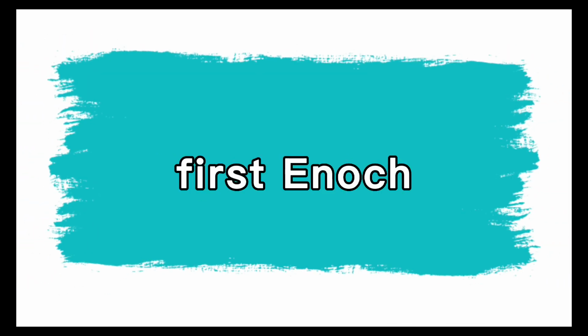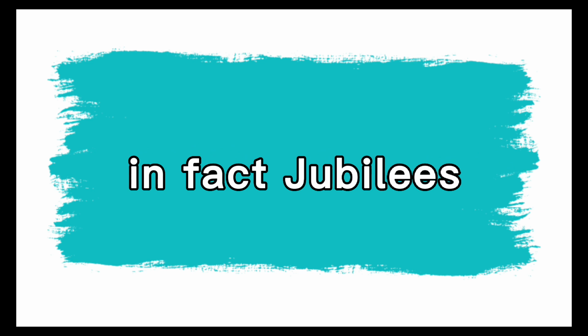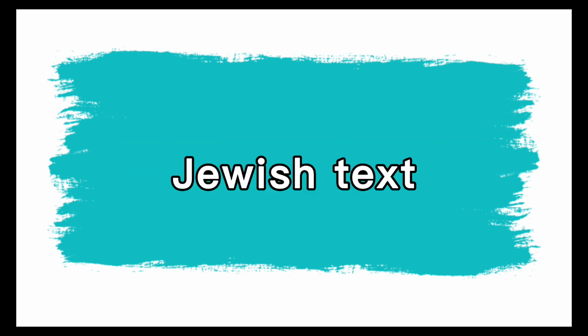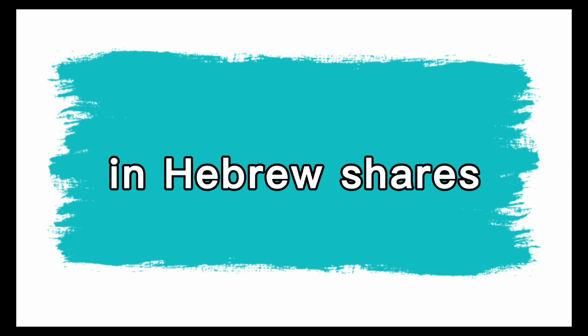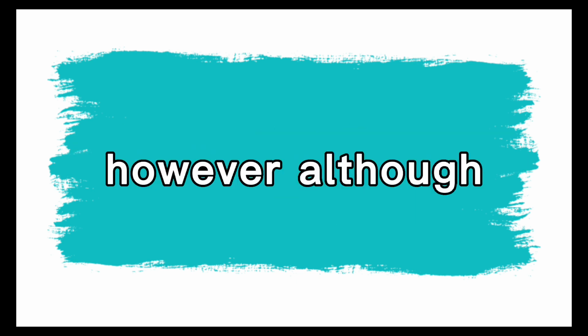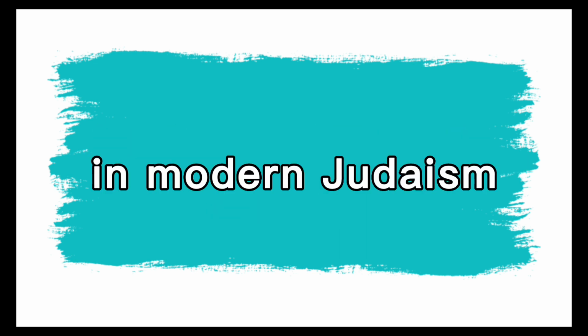First, let's go through its history within Judaism. First Enoch influenced a bunch of non-canonical Jewish texts. In fact, Jubilees, another Second Temple Jewish text preserved in Ethiopic and found at Qumran in Hebrew, shares a lot of details with Enoch. However, although the Book of Enoch was a big deal for Second Temple Judaism, it plays almost no role in modern Judaism.